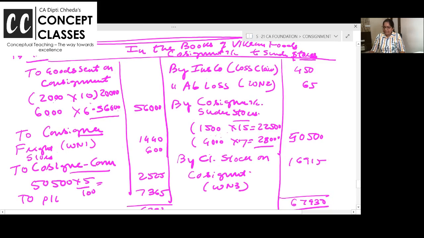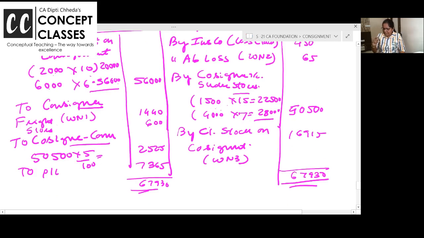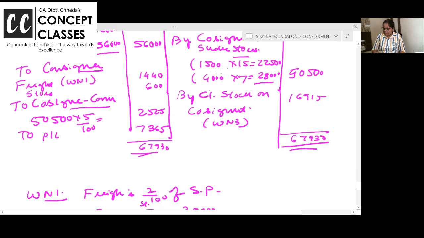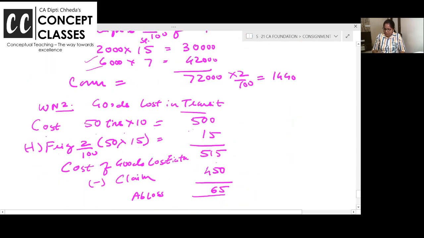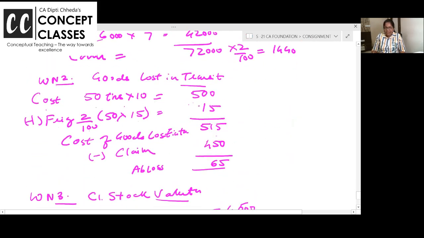Then on the credit side, if the goods are lost in transit, how much claim the insurance company is giving and what is the abnormal loss. Then sales. Then closing stock. And as soon as you write sales, you take the commission, you get this. Now valuation. Goods lost in transit, add freight. Why am I adding the freight in this? Where were the goods lost?